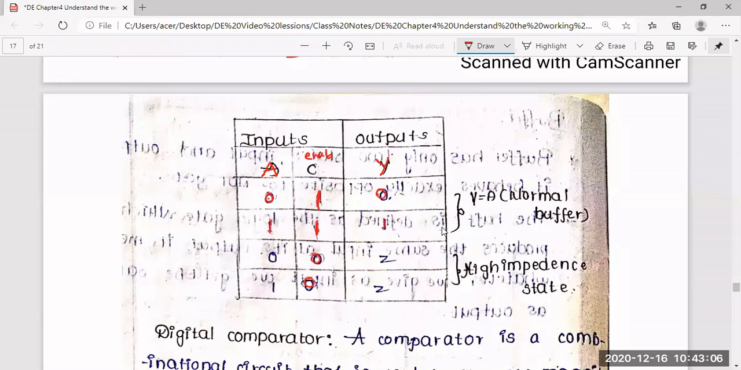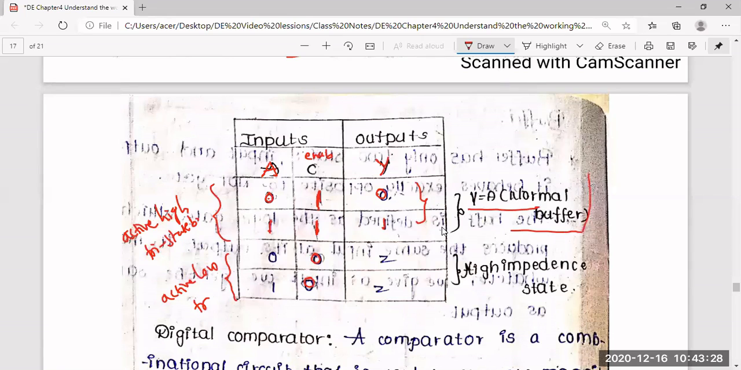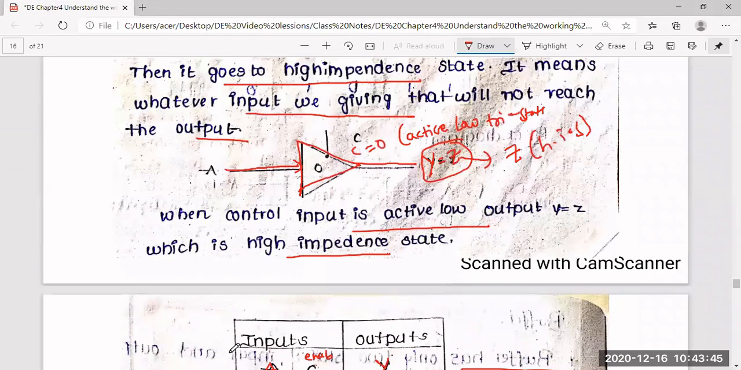Whenever this enable input is high, this is an active high tri-state buffer. Whenever this enable input is low, then this is your active low tri-state buffer. Whenever the enable input is high, it acts like a normal buffer, that is, 0 gives 0, 1 gives 1. But whenever the enable input is low, it is in high impedance state. What is the meaning of high impedance state? It is nothing but the output cannot be determined. All of it clear, right?